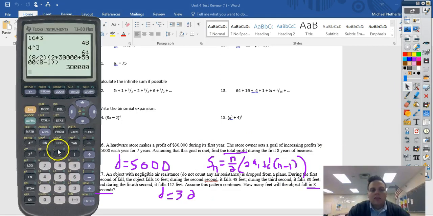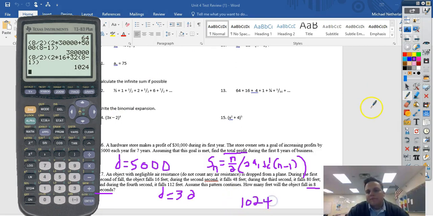Alright, so we're just going to say n divided by 2, so how many seconds total? 8. So 8 divided by 2 times 2 times the first term. How many feet did it fall during the first second? 16, okay, plus the common difference, 32, times n minus 1. So 8 minus 1, which should just be 7. Oh, I put 11 there on accident. Press enter, and we get 1,024. So during all 8 seconds summed together, it fell 1,024 feet.